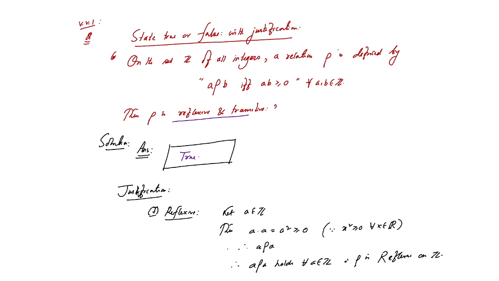Why it is reflexive and transitive, that we have done. So you will check, this is your homework: is this relation symmetric or not? Yes, obviously it is a symmetric relation. That means it is an equivalence relation. But if, instead of AB greater than or equal to 0, we take AB strictly greater than 0, the reflexive relation will not hold. So in that case, it will not be an equivalence relation.